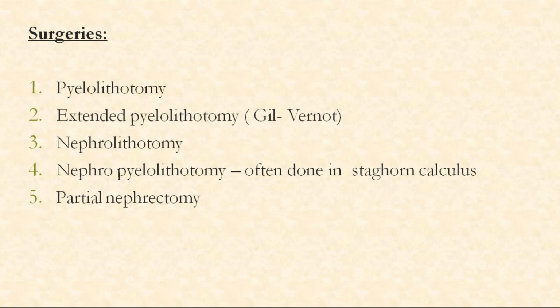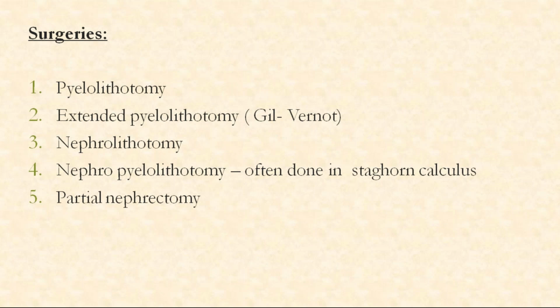Extended pyelolithotomy. Suppose the stone is only in the renal pelvis. Sometimes it may present in the pelviureteric junction. Then you have to extend the pelvis up to the junction. That is called extended pyelolithotomy. And nephrolithotomy: only within the parenchyma, either cortex or medulla. If you remove the kidney stones, that is called nephrolithotomy.